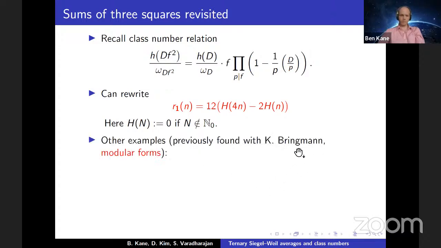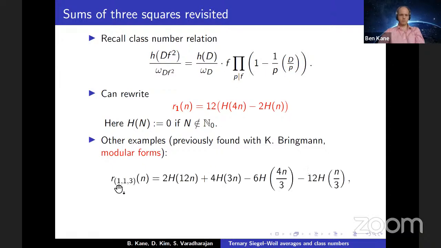And we can find other examples from taking all the class number 1 forms, where we take the number of representations by that particular quadratic form. So this is the sum of a square plus 3 times a square. And we get the following formula: 2 times h of 12n plus 4 h of 3n minus 6 h of 4n over 3 minus 12 h of n over 3. And whenever n is not divisible by 3, these last two will be 0.